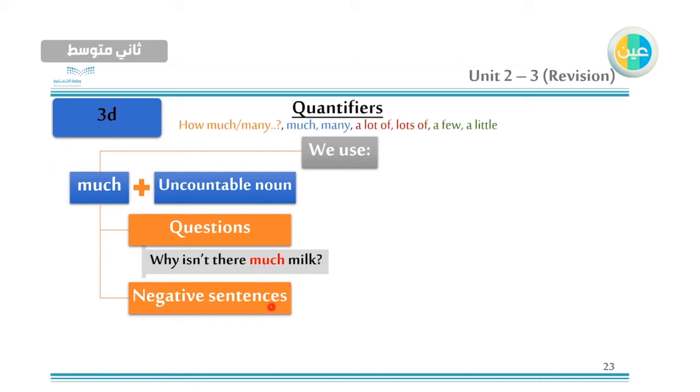And here's an example of using negative sentences with much. There isn't much sugar left. So sugar is uncountable. There isn't much sugar left.